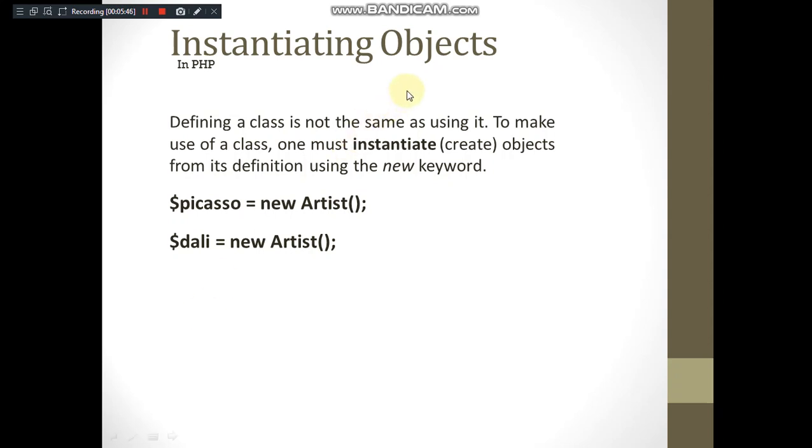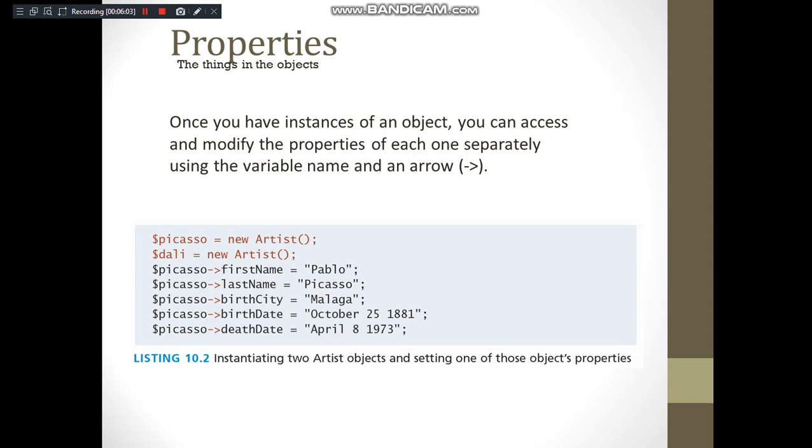In order to make a new object, this is what we can do. This is the name of the object, $Picasso. The new keyword is used, which is a constructor that you know. This is the name of the class for which we are creating an object, that is artist here. So this is how we can assign the values using the arrow operator for each of the properties.